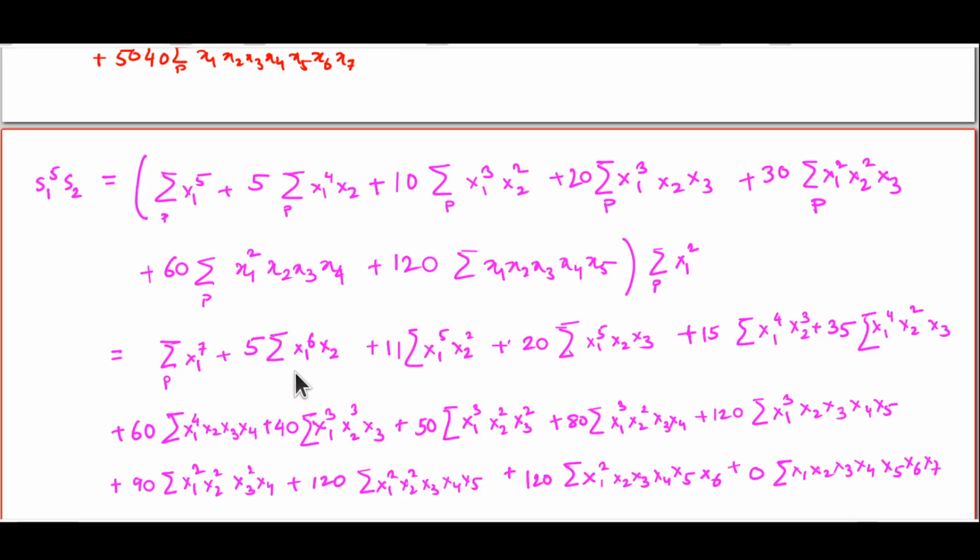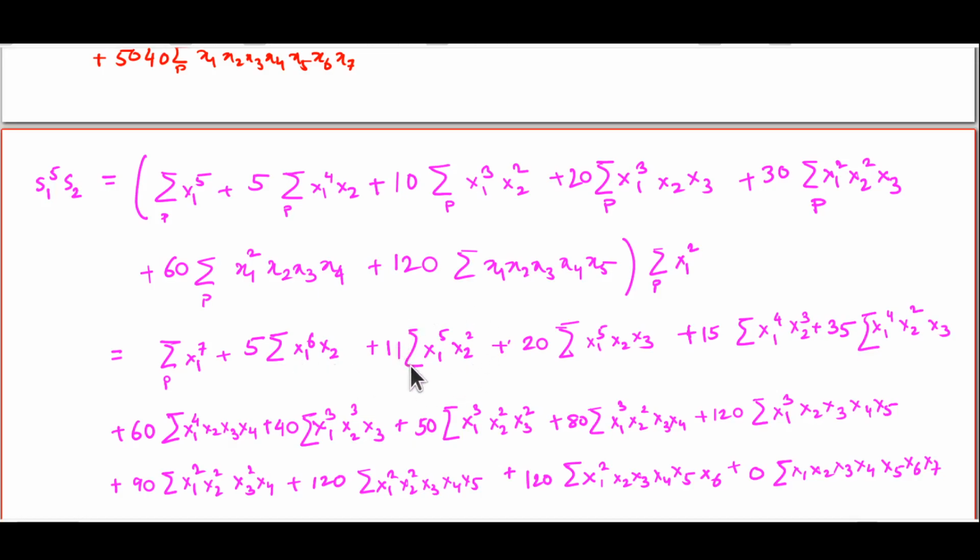The next term, or the next partition, 6 plus 1, corresponds to the polynomials of the form x1 to the 6 x2. This particular expression x1 to the 6 x2 can be formed only by taking x1 to the 4 x2 from here and x1 square from here. There is no other option, and that's why this coefficient of 5 comes in here as it is. I have not written sum over all permutations here. I am just assuming that that's a given. It just helps to declutter the notation a bit.